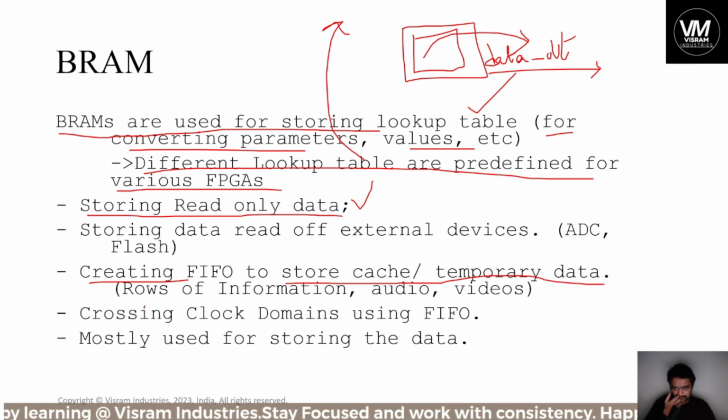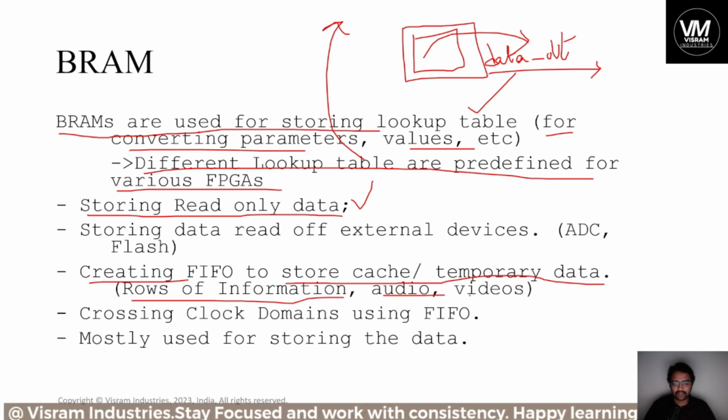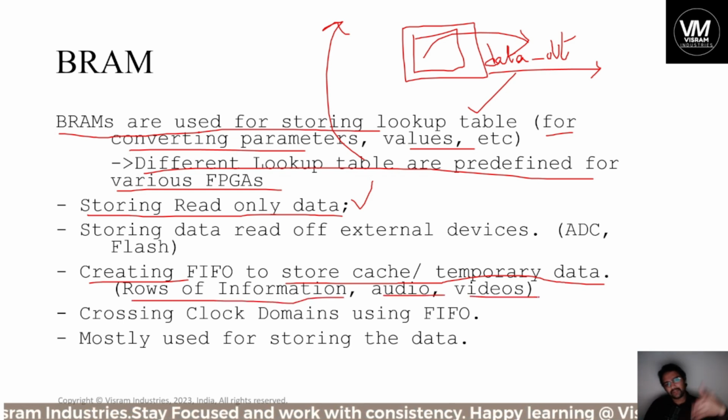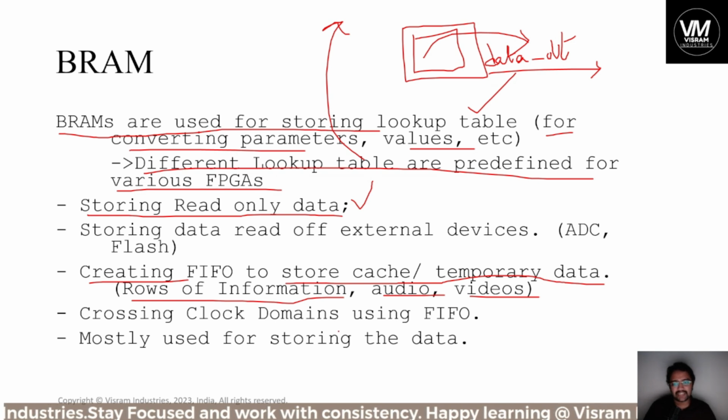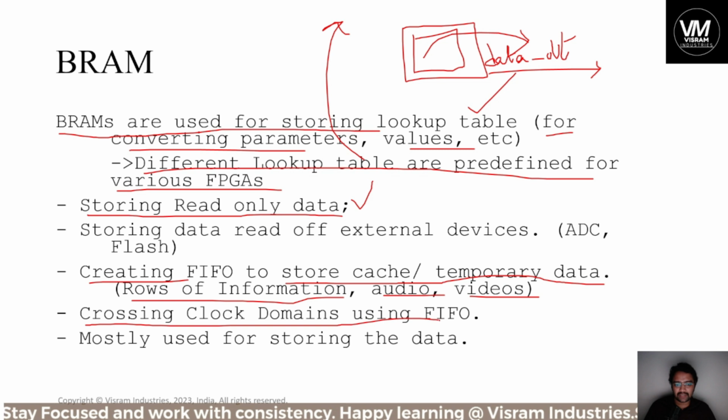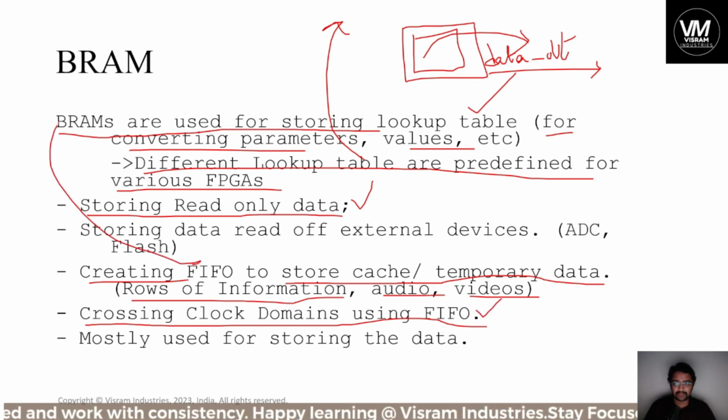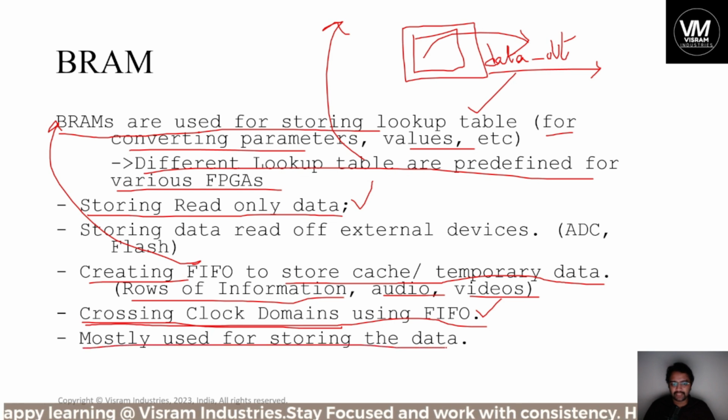And then you can also have rows of information, audios and videos. In the FIFO you can process the data in the cache memory, and cross clock domains using FIFO. Once you create a FIFO from the block RAMs, crossing clock domains, CCD, is one of the applications of FIFO, and it is mostly used for storing the data.